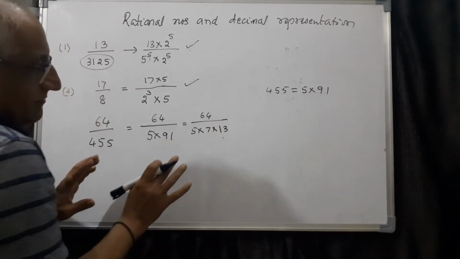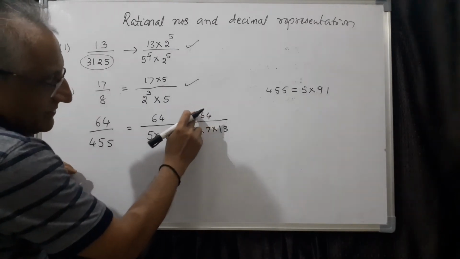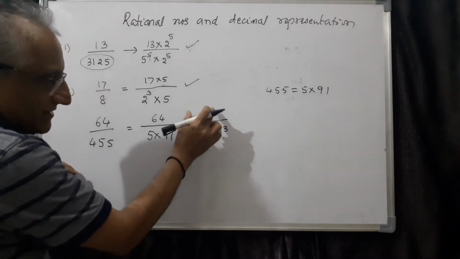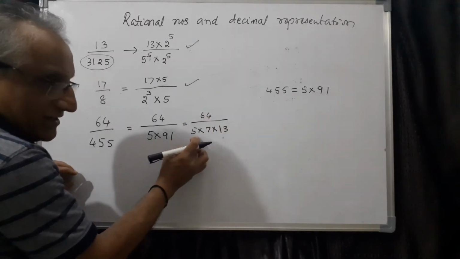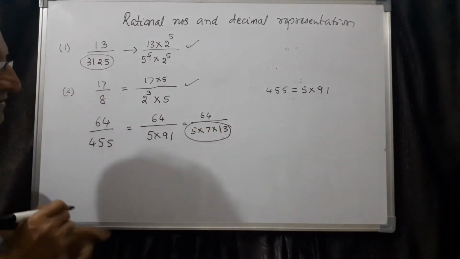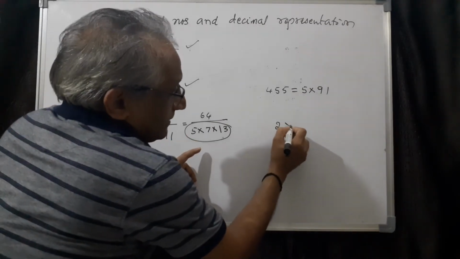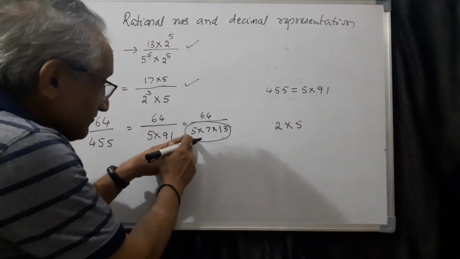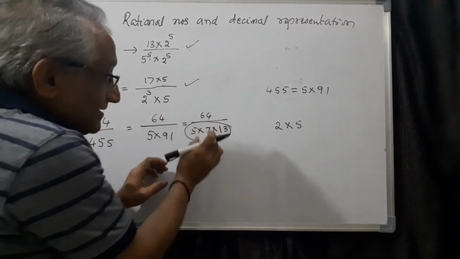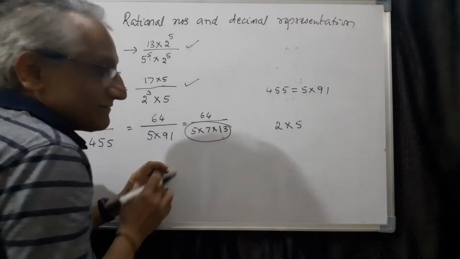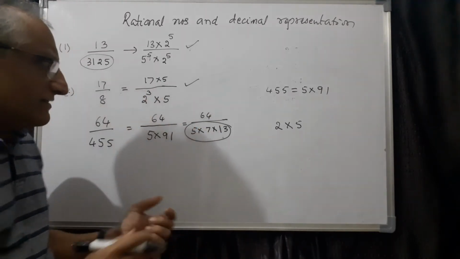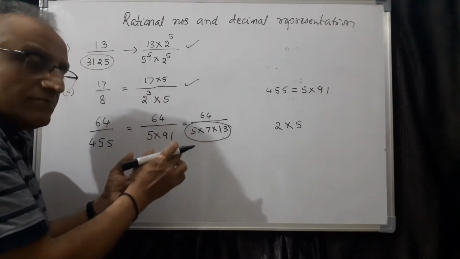But now this 64 is not divisible by 7 or 13. Therefore you cannot simplify this further, so you cannot retain only 5 here. This cannot be expressed as product of only 2 and 5. If 5 is not there, you can multiply 5 and 5 here, no problem. If 2 is not there, you can multiply here and here, no problem. But 7 and 13 are there, that you cannot take here. Therefore, this is non-terminating.